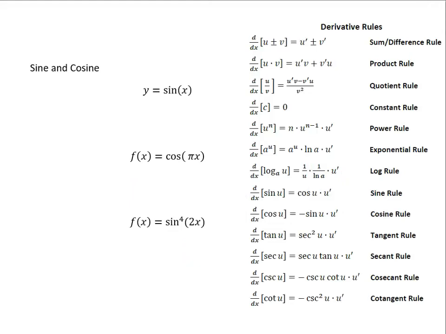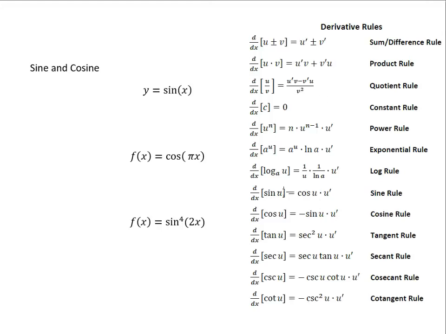All right, sine and cosine. These two trig functions, we'll see that they have the rules down here. Sine is pretty straightforward. It is simply just the cosine of the argument, which is actually kind of fascinating. If you ever get a chance, take a look at what these graphs look like.